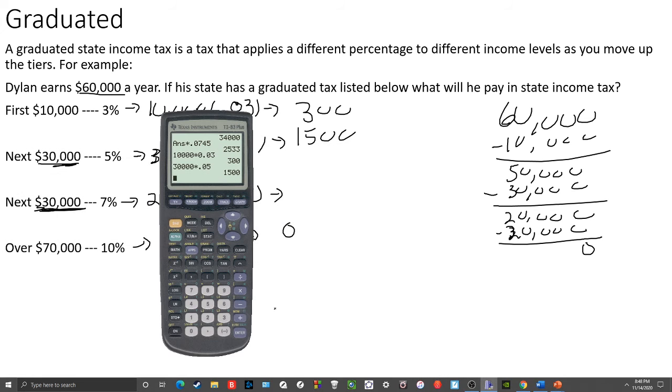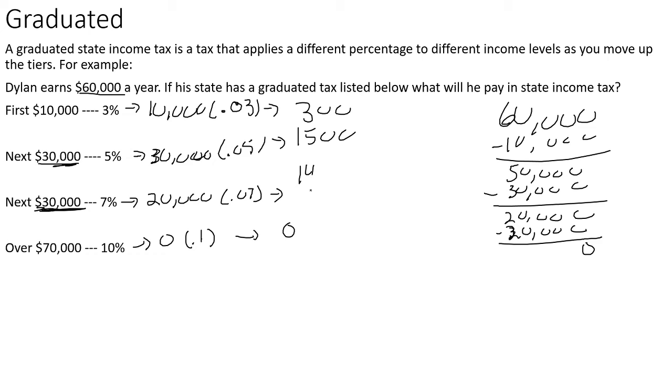And then 20,000 times 0.07, and we get 14,000, or 1,400. So we add up all these numbers here, and we get a grand total of, let's see here, 3,200. So that would be how much money Dylan would pay in tax, $3,200.